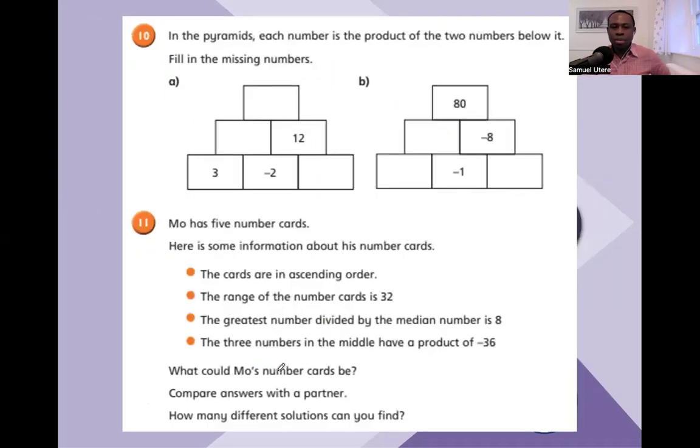Pause the video and answer questions 10 and 11 in 4 minutes. Assuming you've paused the video and you've answered questions 10 and 11, here are the answers.